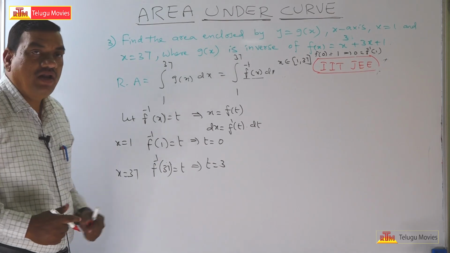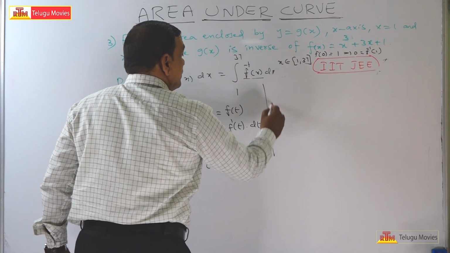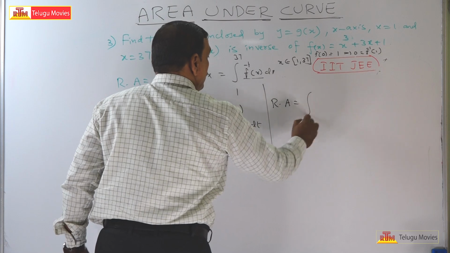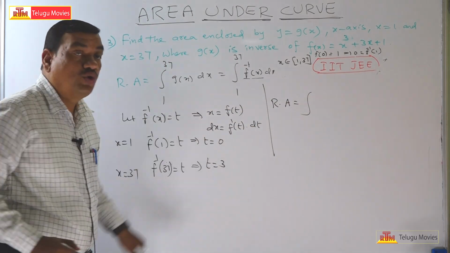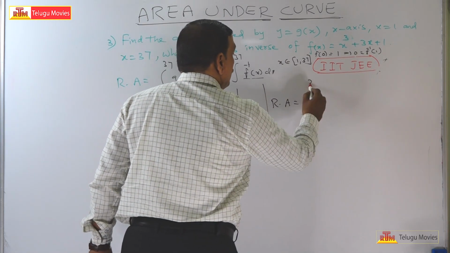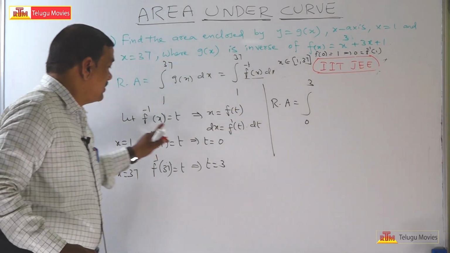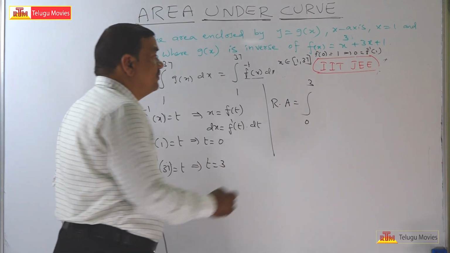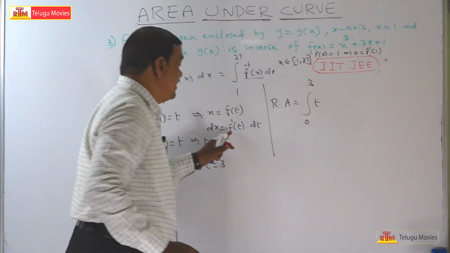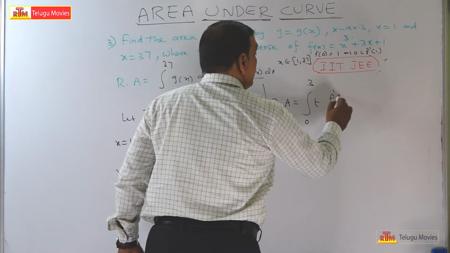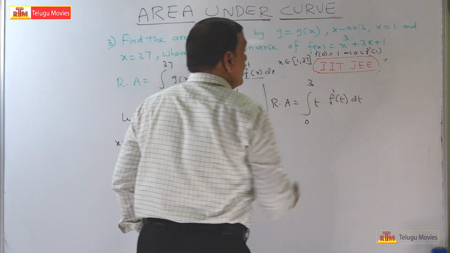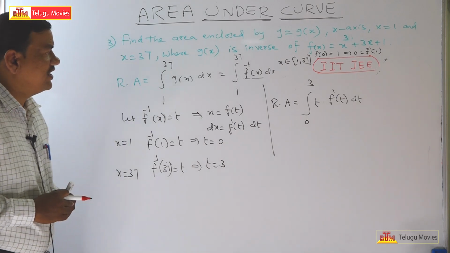Welcome back. So our required area is equal to the integral from 1 to 37, which will become 0 to 3. f inverse of x is equal to t, and dx is equal to f dash of t dt. Okay, everything is clear.